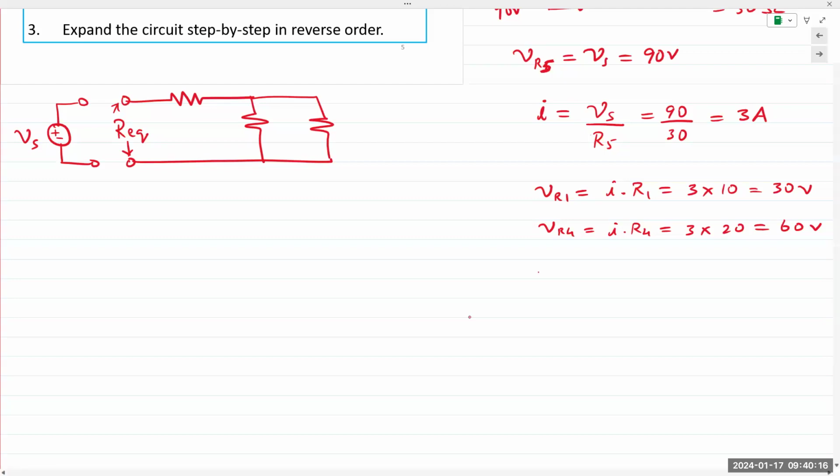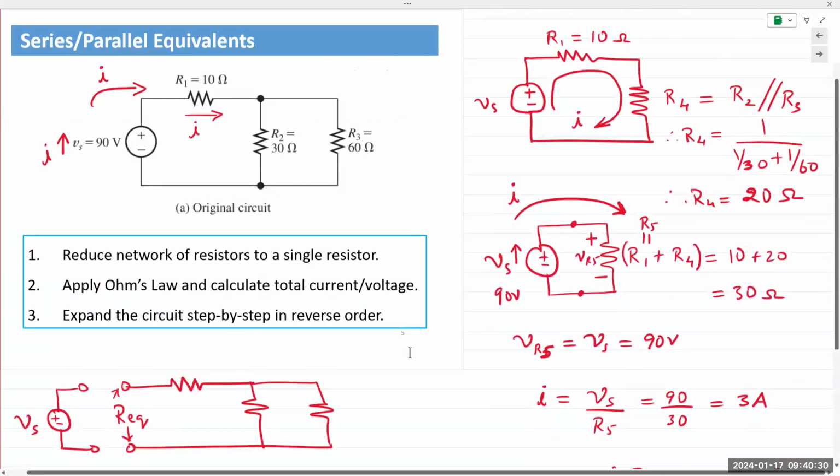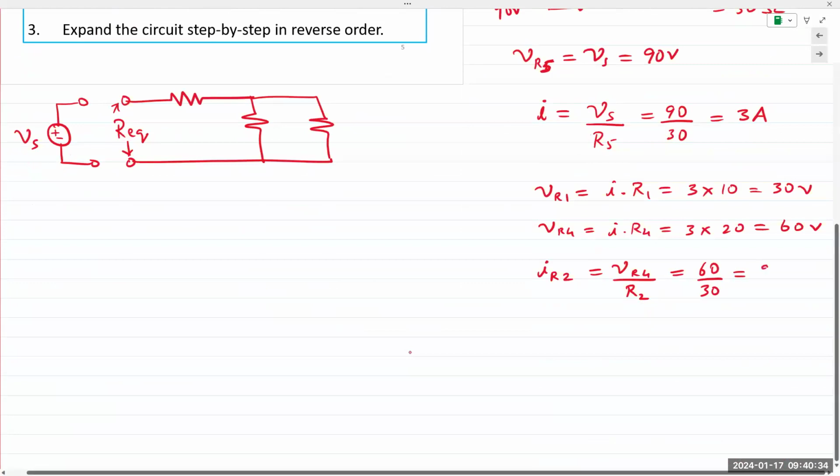And then if I want to find IR2, VR4 divided by R2, 60 divided by 30, 2 amps. And IR3 is VR4 divided by R3, 1 amp.